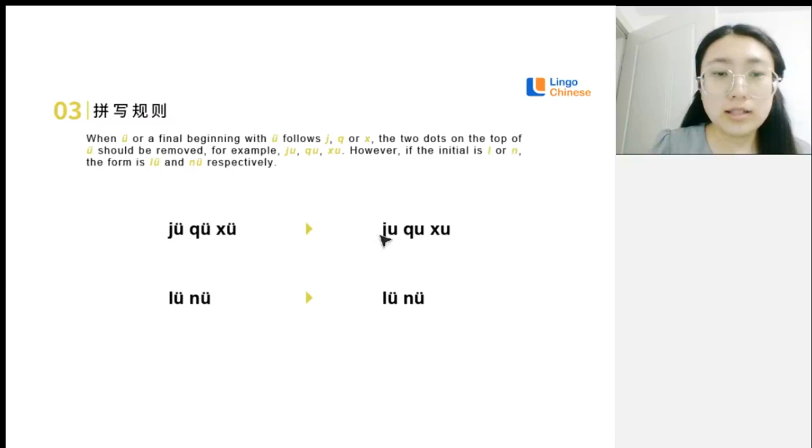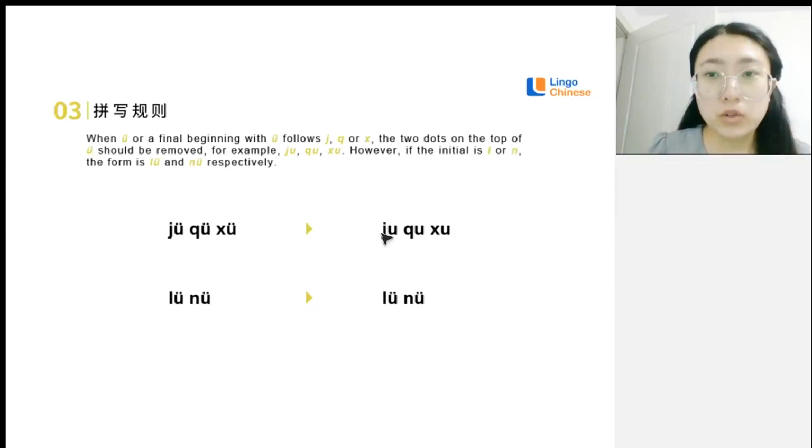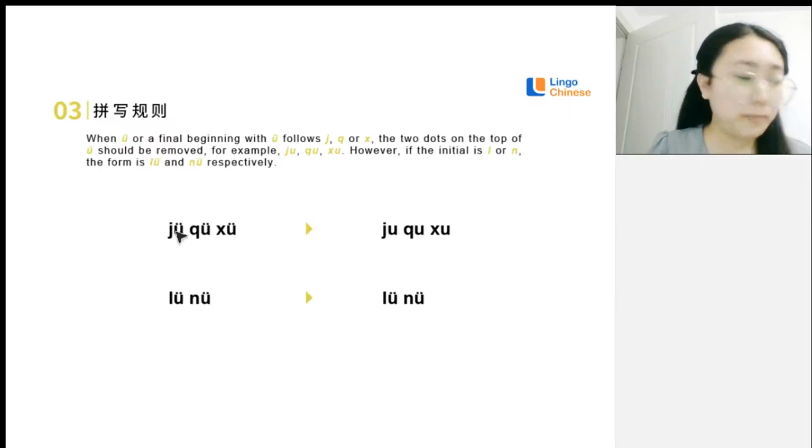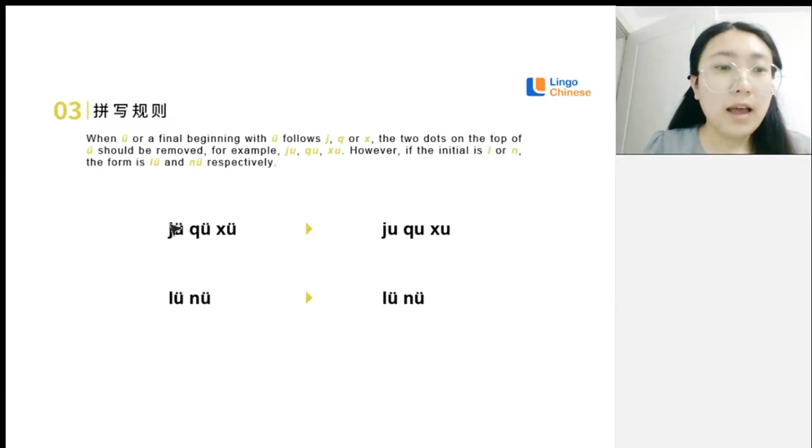Actually, if we just look at this ji and this wu, we cannot say ji and wu together very fast. So actually, it is impossible to create a sound by ji and wu. And if you see ji and wu together, actually it represents this ju. But if that yu follows this le and ne, it's also the same. Nothing has changed.